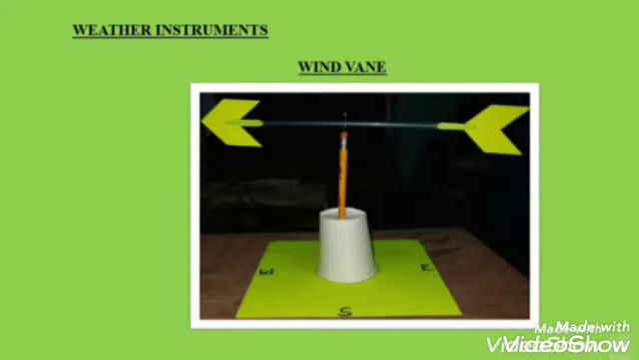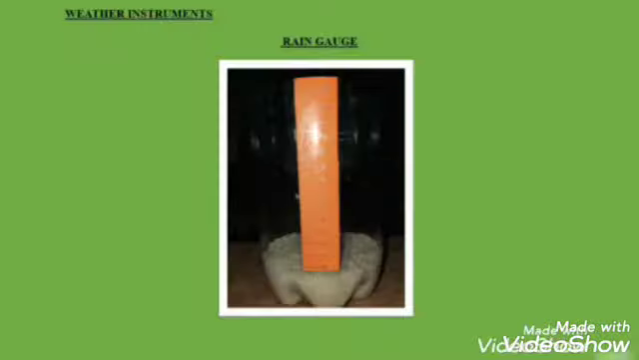Uses of a wind vane. A wind vane is used for measuring the direction of the wind. It is used to predict the intensity of storms. It is used in disaster management to protect people from strong winds. It helps to predict the weather reports.